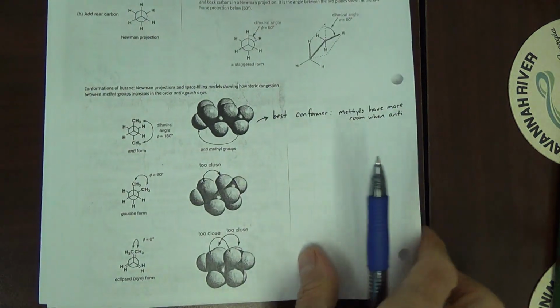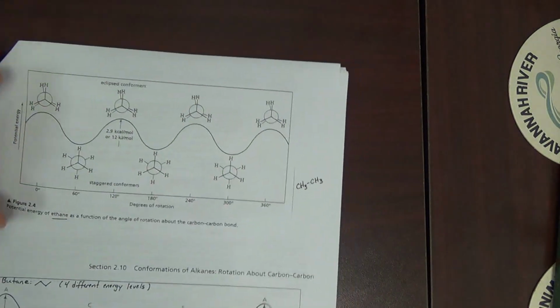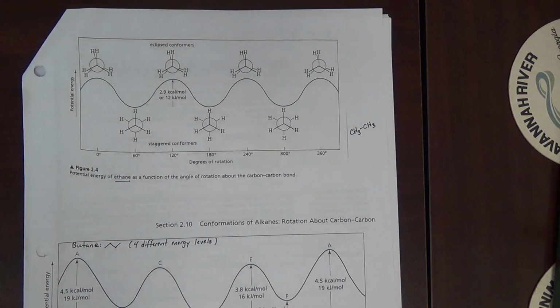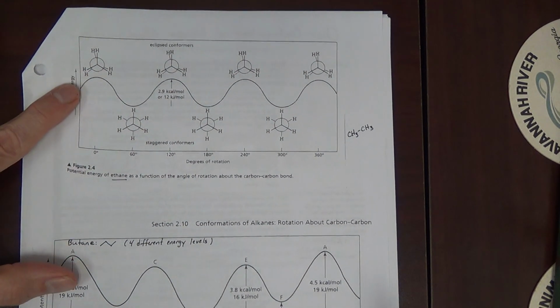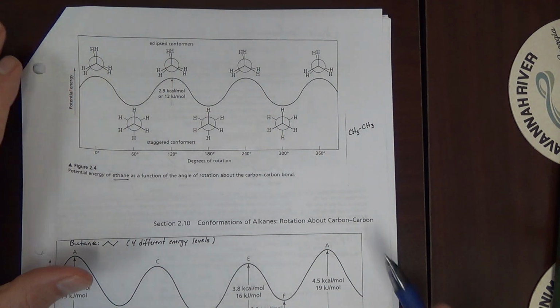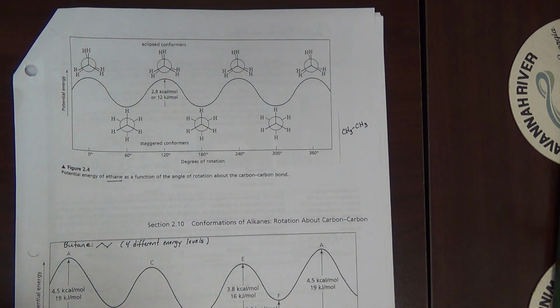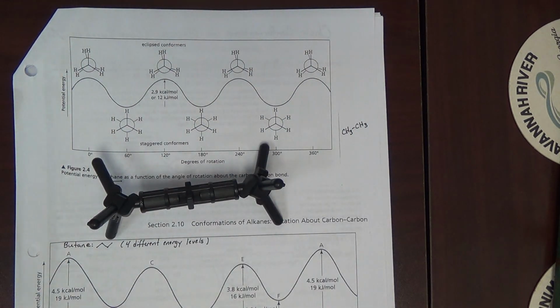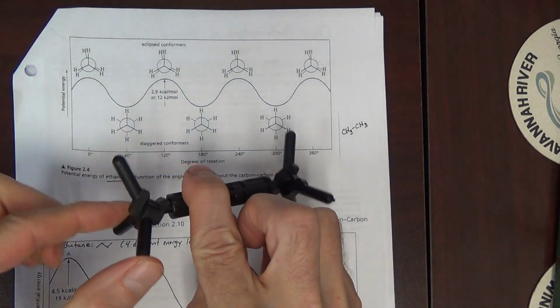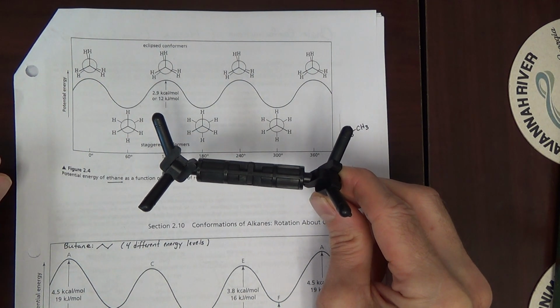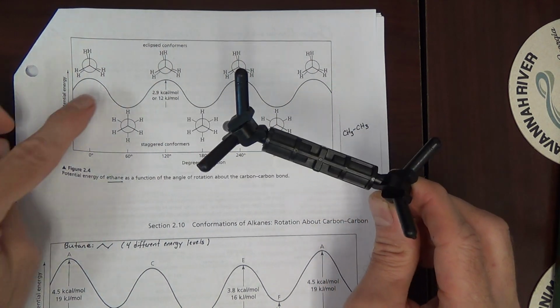Now, let's look at rotating compounds, and the first one on this graph here is rotating ethane. I'm going to make ethane by removing the two bromines. That's ethane: 2 carbons, and each carbon has 3 little H's on it. And these are drawn in Newmans.